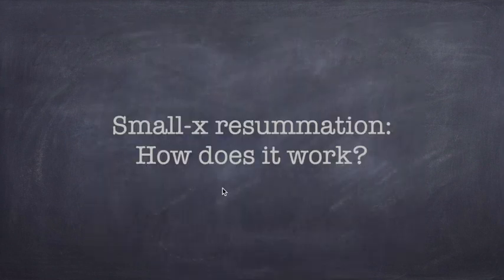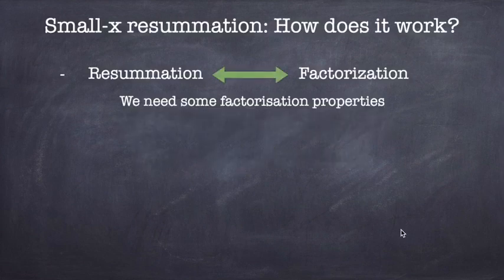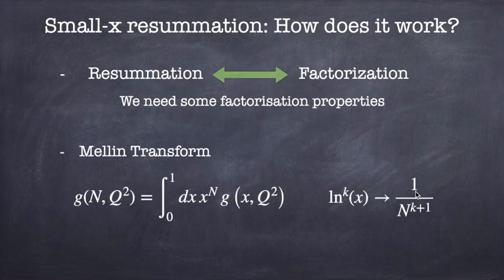Now one can ask how does this small x resummation work in practice. The first thing that you have to know is that the resummation always relies on some factorization property, and so we will look for some factorization property of our observable. I will also use the Mellin transform. Essentially, instead of looking at our observable in x space, we will look at it in N space. And this is useful because we will map the log x into poles in 1 over N.